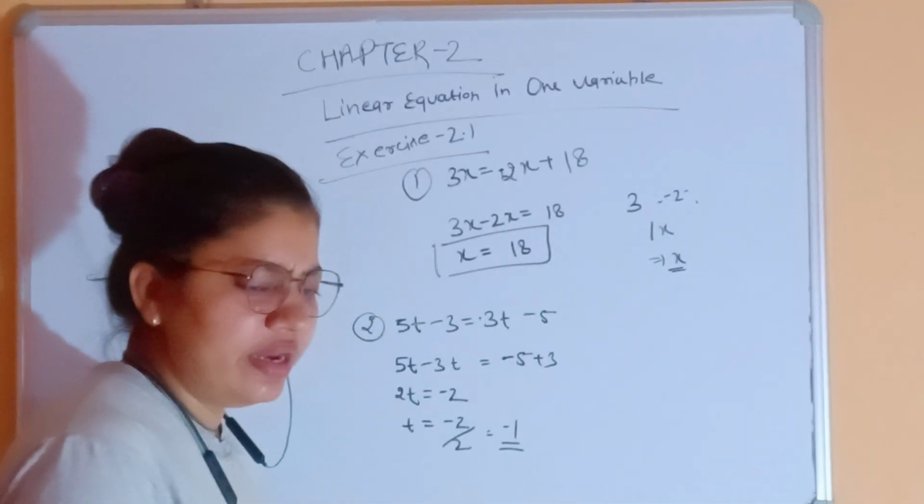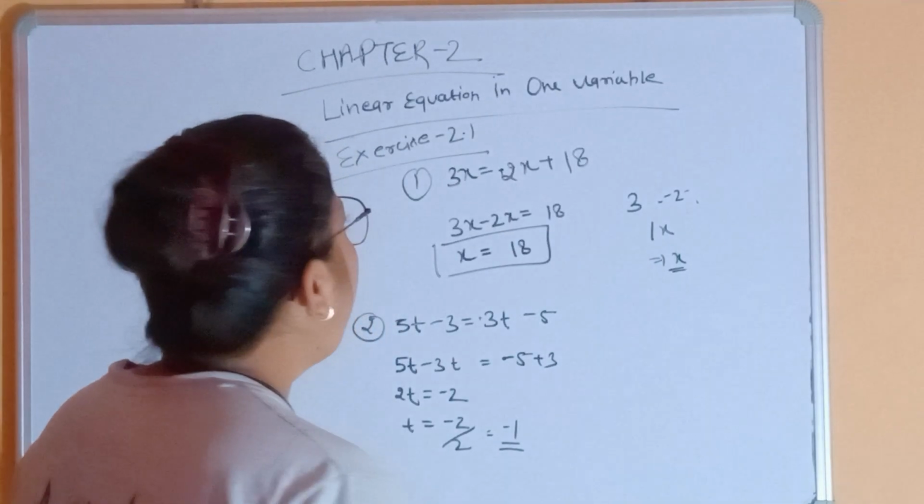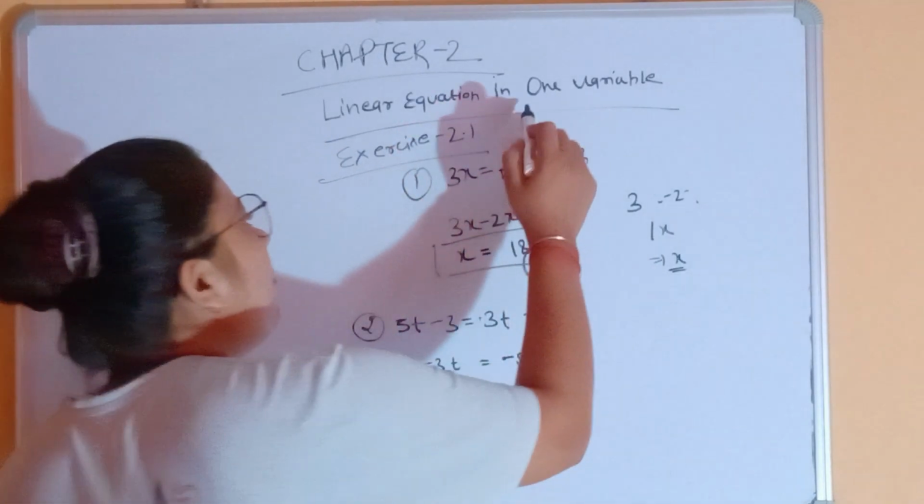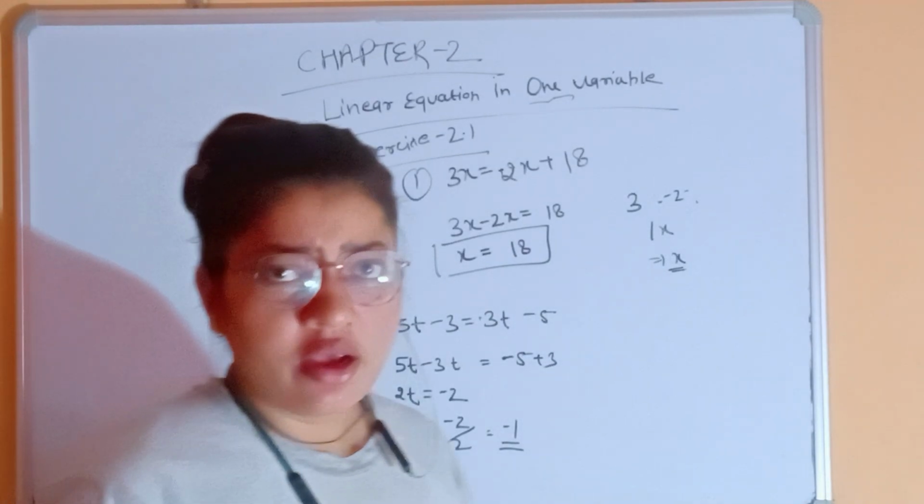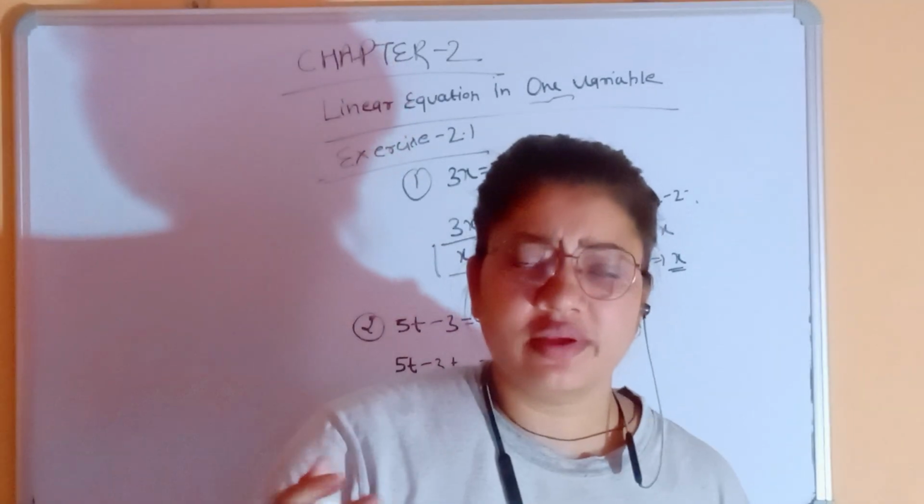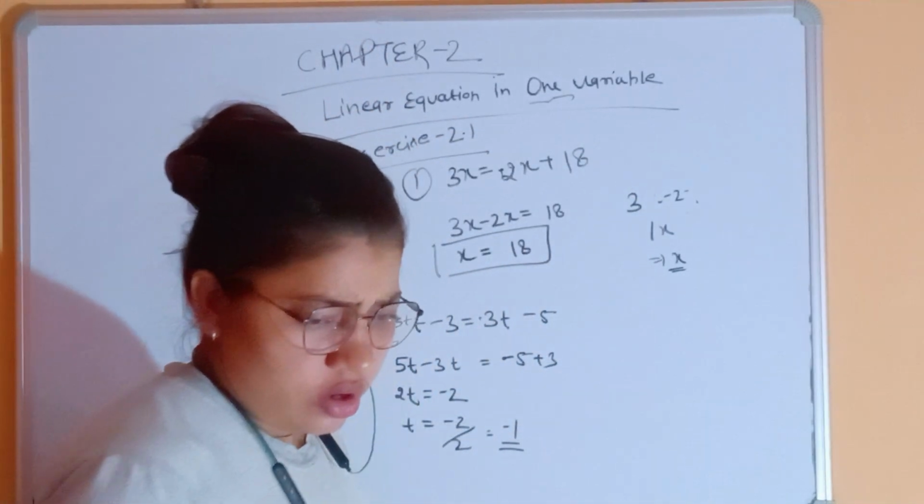Here is only one linear equation in one variable. One variable, not in two variables. Two variables are like x, y, t, u, p, q.